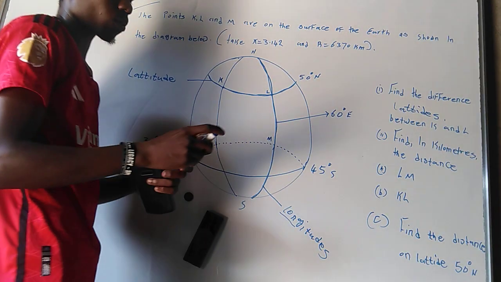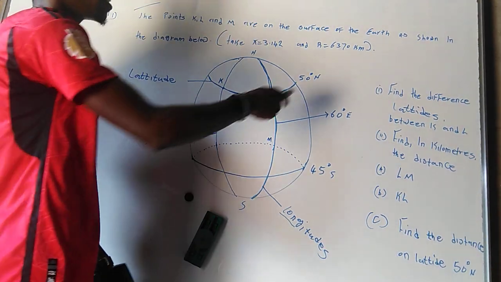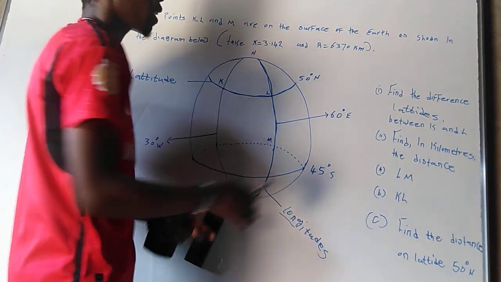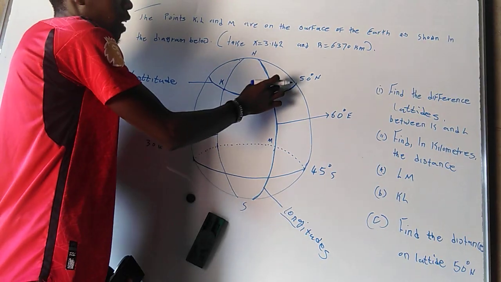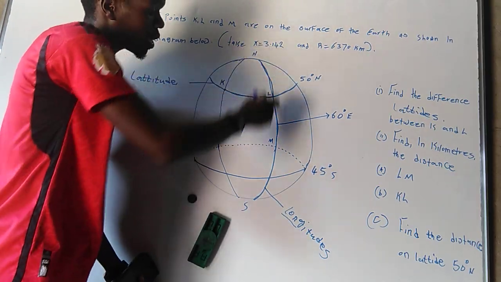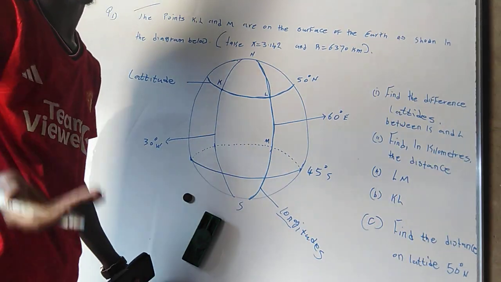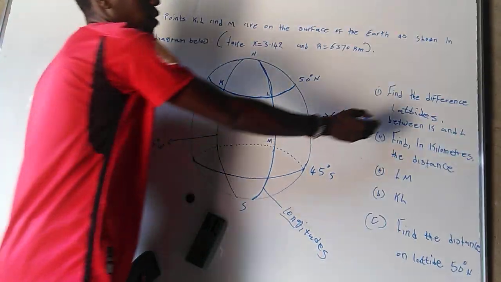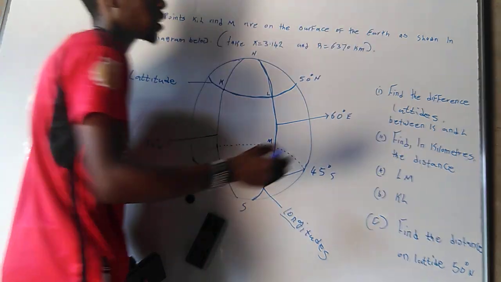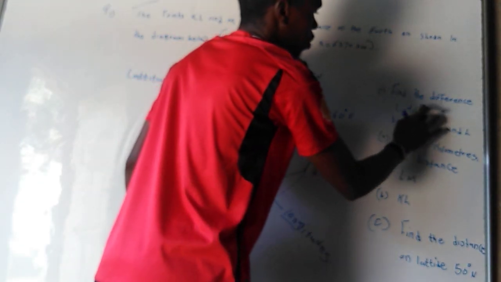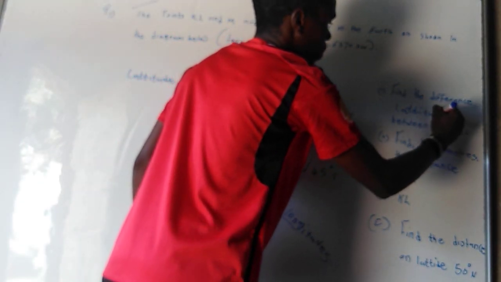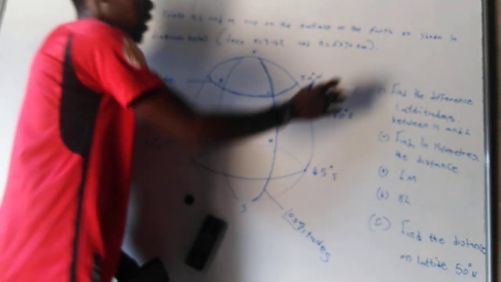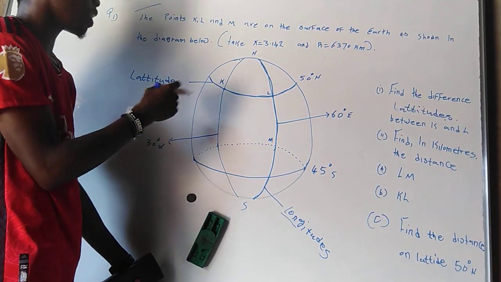Yes, so that's how the question is supposed to be phrased there. Find the difference in latitude between K and L. K and L are lying on the latitude. These ones, we call them the longitudes. That's the reason why I have changed the latitudes. Yes, the latitudes. So these are the latitudes.